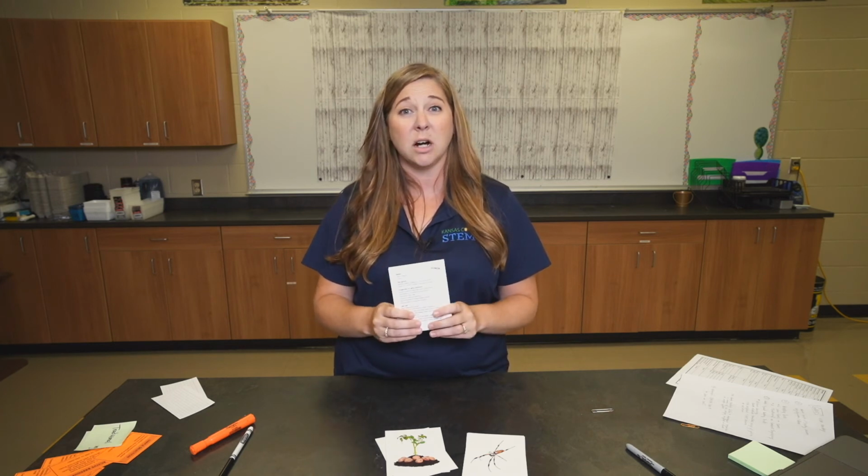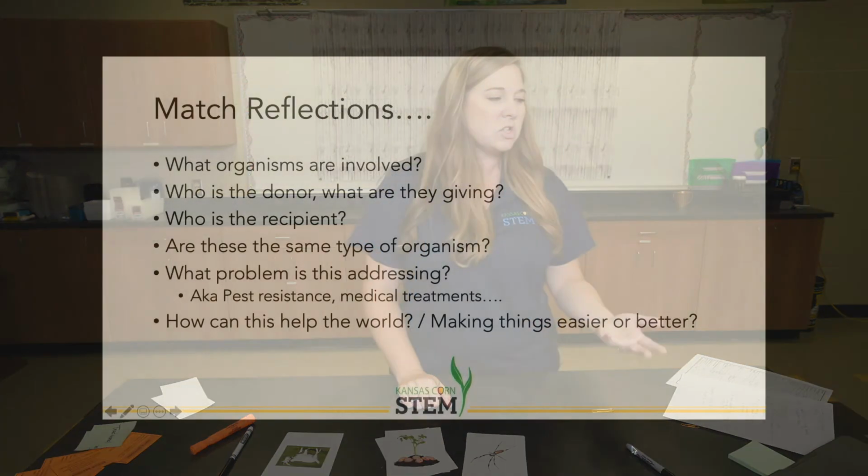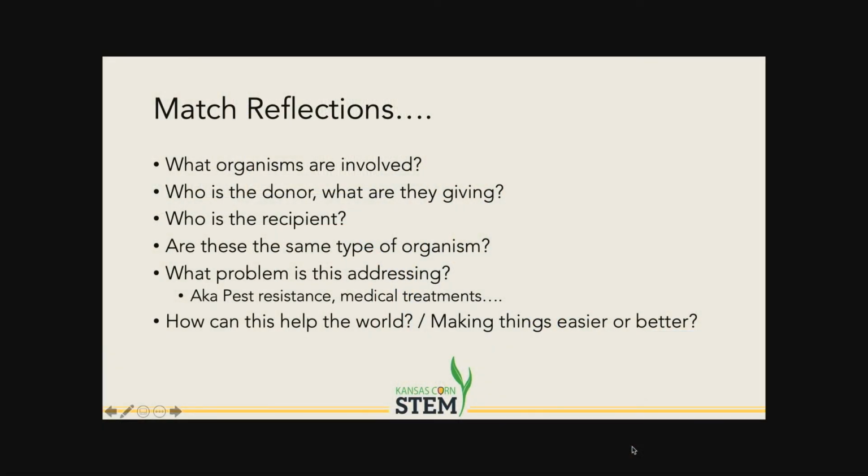Give them time to read their cards individually, separate into donors and recipients in the classroom, and then let them go. Have them find their pair, come up with their reason, and figure out if they're correct. From here, there's lots of things you can do. You can have students figure out what organisms are involved, who the donor is, what are they giving, who's the recipient, why do they need these genes, are these the same types of organisms, what problem is being addressed, and how can this actually help the world or make things a better place.